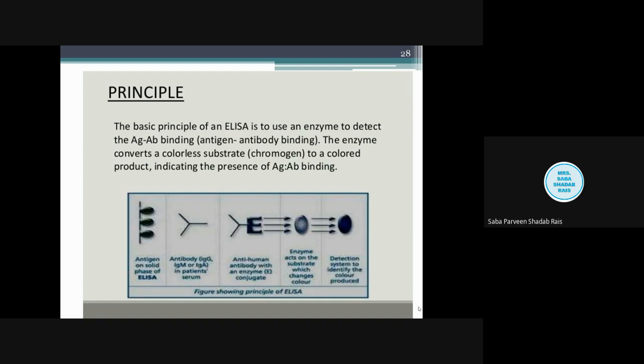Here we are going to use a special type of enzyme which has the capability to convert a colorless substance to a colored product, and such substrates are called chromogens. That means they are going to produce color. So if the color is produced, it is very simple: the enzyme linked antibody is binding, which means the antigen is present. So it is a very sensitive test.